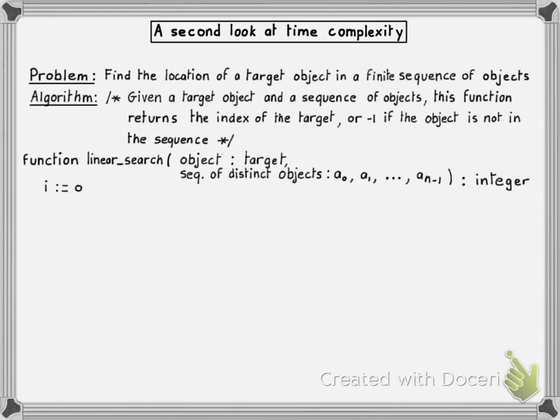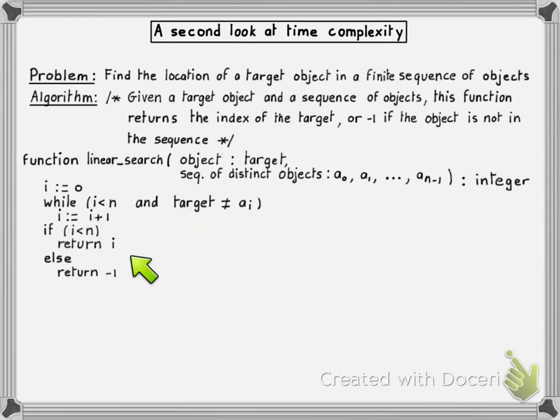The variable i keeps track of the current index in the sequence starting at a sub 0 until you have reached the end of the sequence or you have found the target object in the sequence. You go to the next element, and when you have exited the loop, either you did it because you reached the end of the sequence, or because you found a target. So in the first case, you return minus 1. In the second case, you return the index at which you found the target object.